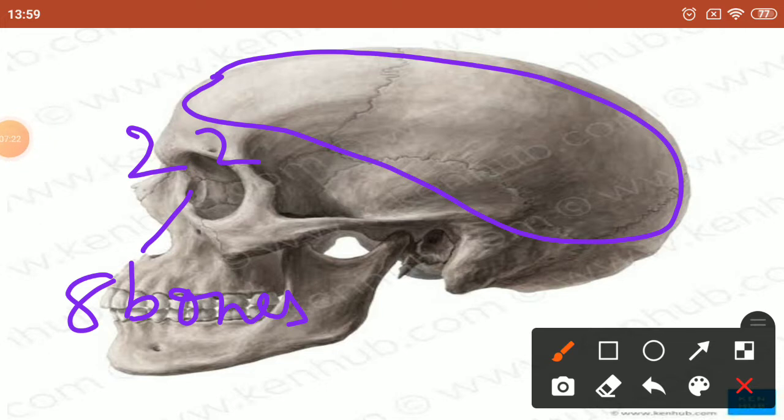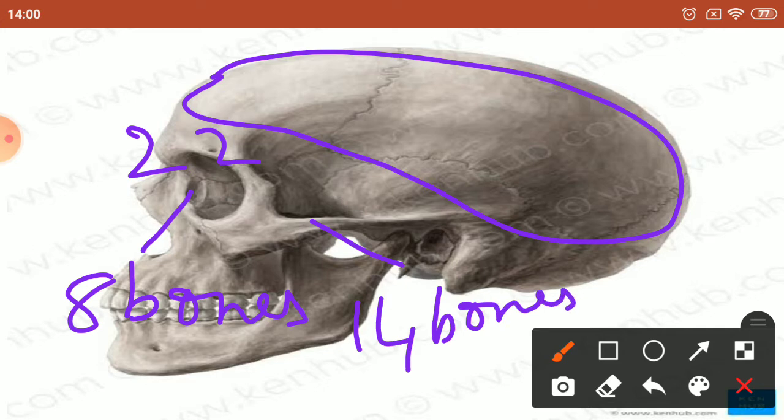The rest of the 14 bones are present in the remaining part, that is the shape of our face. The face is formed by the rest of the 14 bones.